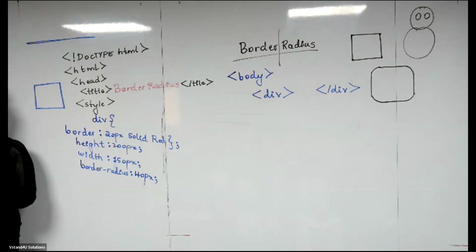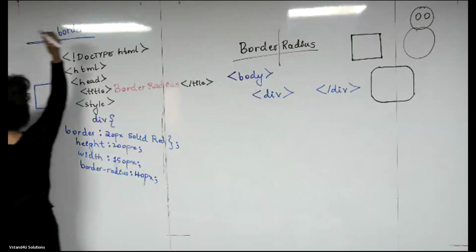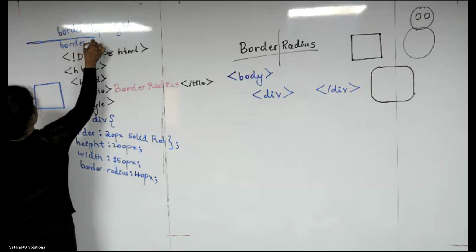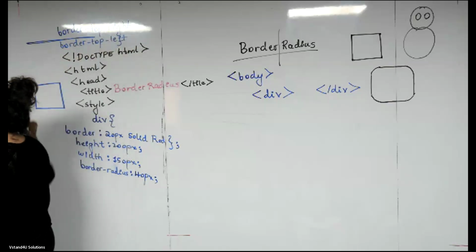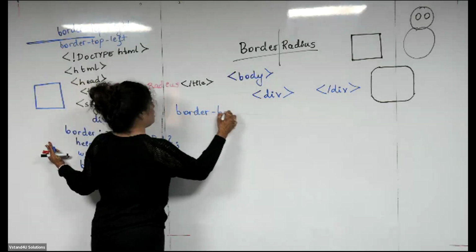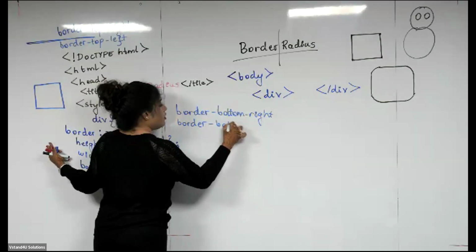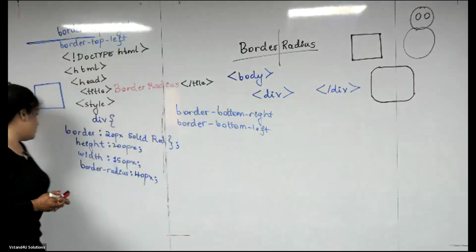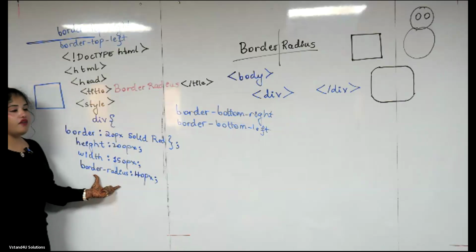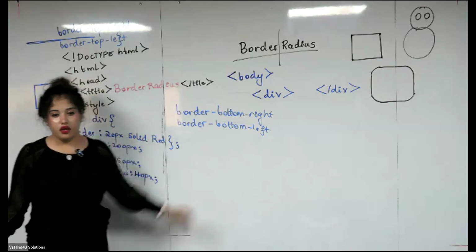What are those properties? You have something called as border top right, and you have something called as border top left, then border bottom right, then border bottom left. So what are the different types of properties in border radius? One is the border radius, and then you have border top right, border top left, border bottom right, and border bottom left. Clear? Done? Now let us see practically.